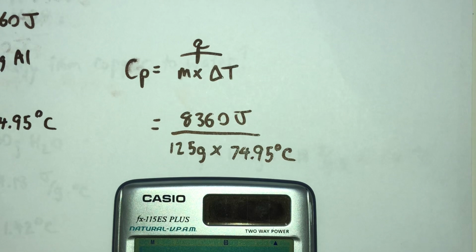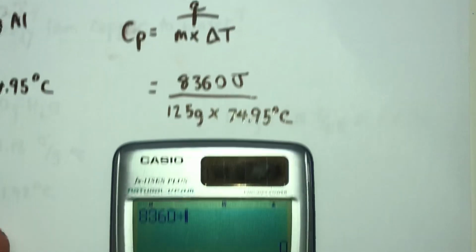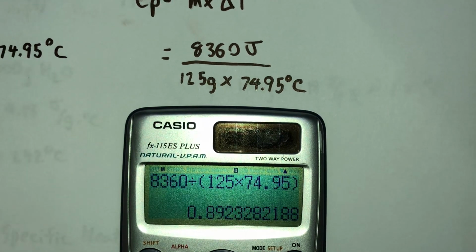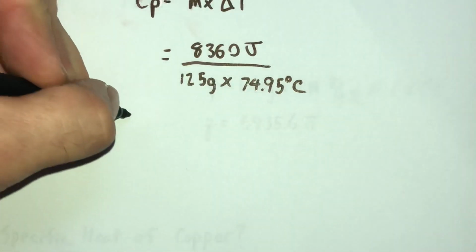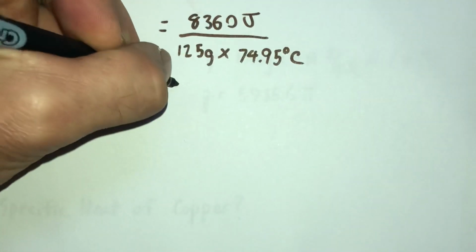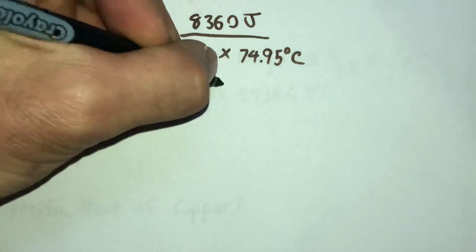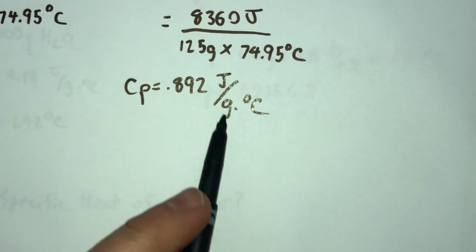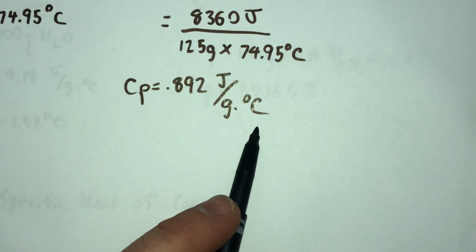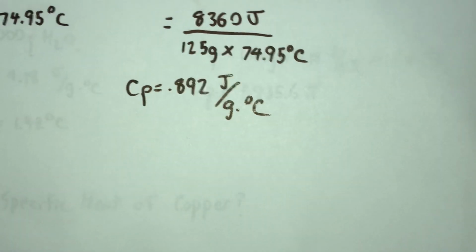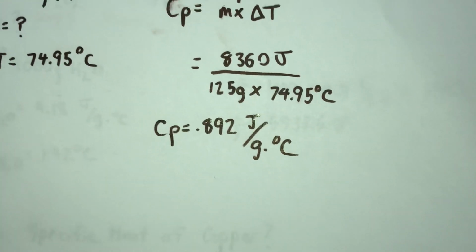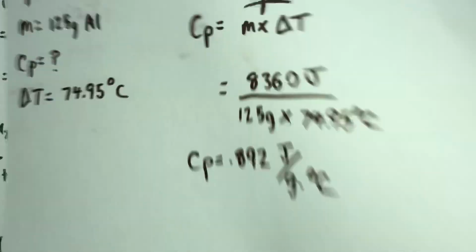Okay, so 8,360 divided by 125 times 74.95. So that's 0.892. So the CP equals 0.892, and none of those units cancel. So it's 0.892 joules to make 1 gram of aluminum go up by 1 degree Celsius. Okay, so that's how you do all of these problems in part C. This first question just gave you all of the information you needed.